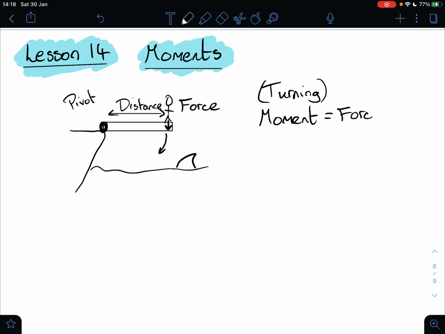It's very easy. It's just force in newtons times distance in meters. And the unit for moments is newton meter. Okay, so from year 9 hopefully this might start ringing a bell.